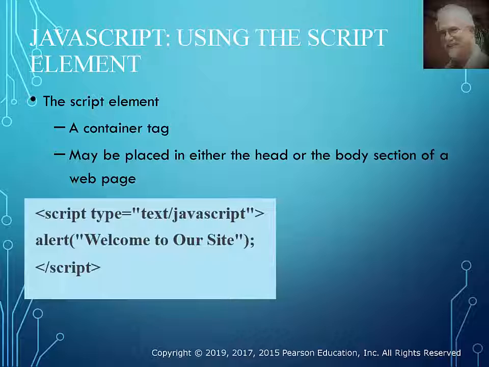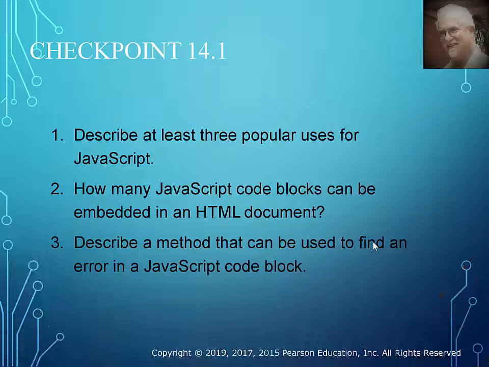Here's an example using a script element. Here's the container tag. We have the script, we have the attribute type, you see it's text/javascript, and then the actual script statement itself. All we're going to say here is alert. That's going to do a little modal pop-up, and it's going to say welcome to our site. So you can see the syntax here. You have alert, parentheses, quotes, then the actual words themselves, and at the very end of the statement, at the end of all JavaScript statements, you have a semicolon. Then the end of the script tag.